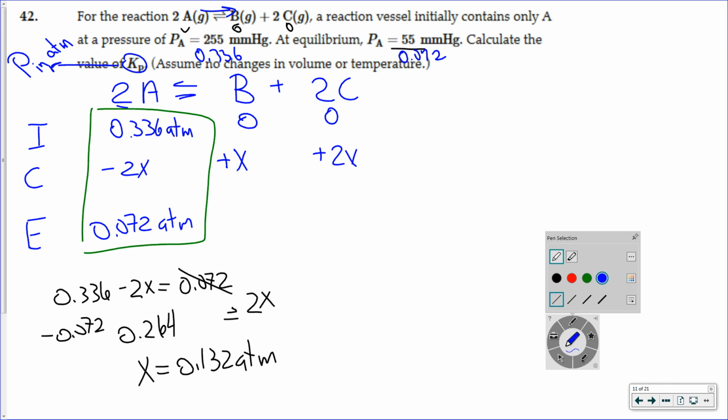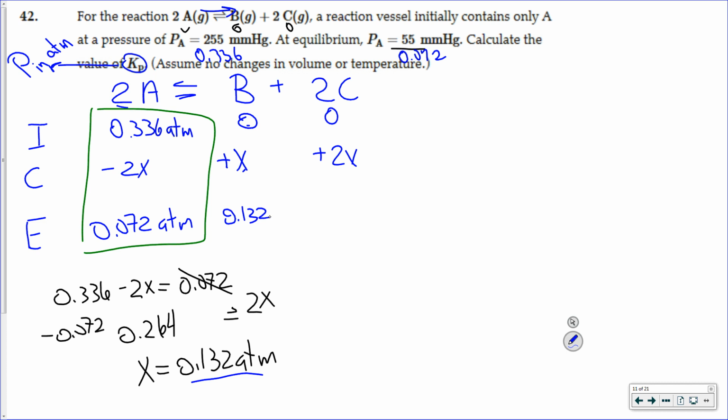Now that I know that piece of information, I can go back and plug in what B is. B was 0, it increased by the value of X. This is the value of X, so its equilibrium pressure is 0.132 atmospheres. This one was 0. It increased by 2X. 2X we just said was 0.264 atmospheres. Now I know the equilibrium pressures of all the species.